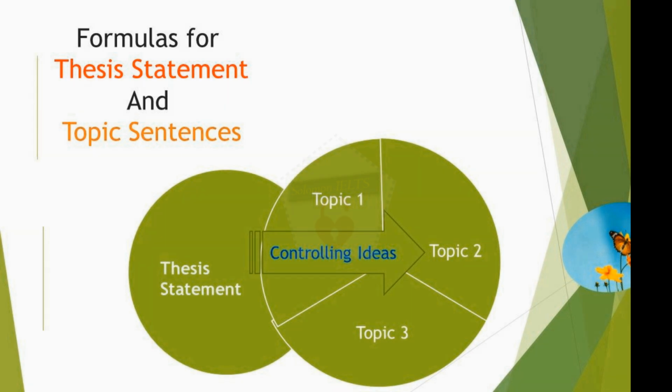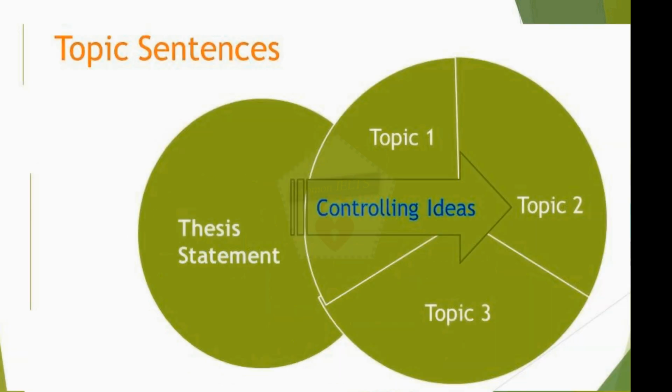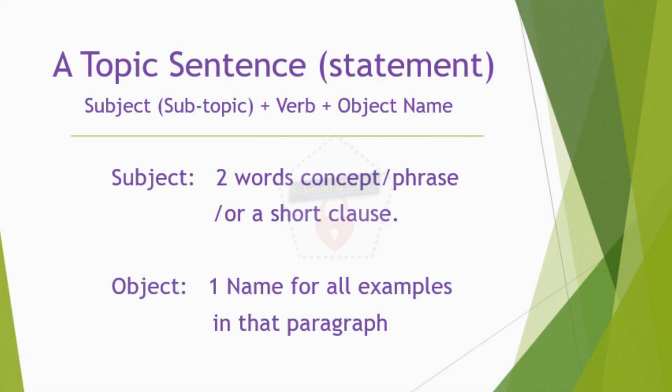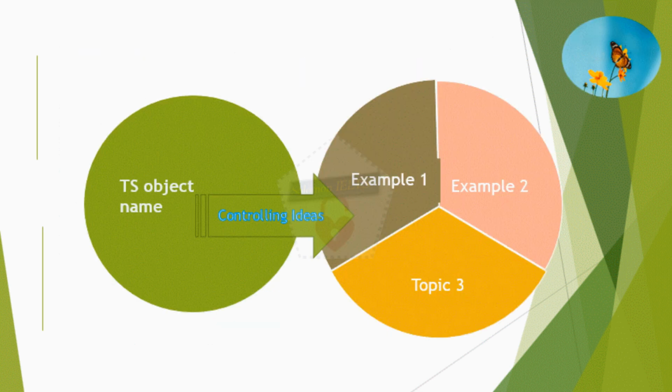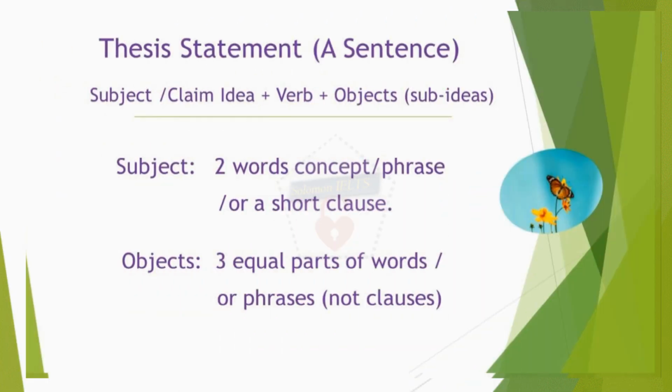Now here is a thesis statement that has objects as topics for topic sentences. So the objects in the thesis statement become the subject topics in the topic sentences. And a topic sentence, which is a statement, has the sentence structure subject, of course the inherited subtopic, plus verb plus object name. A single topic sentence has a single subject and single object, unlike the thesis statement that has two or three objects.